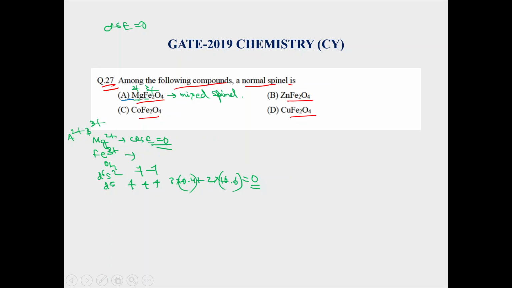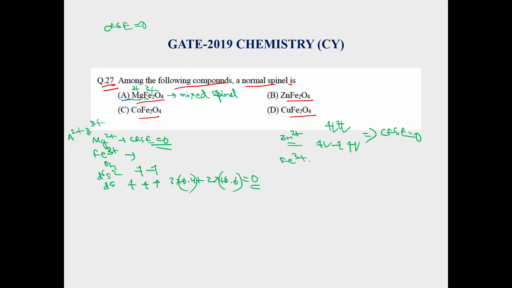Okay. Now coming on to option number B, which is ZnFe2O4. Now for this case again zinc 2 plus. So zinc 2 plus is a d10 system, right? And d10 system means all the electrons of t2g and eg are filled. So here also the crystal field stabilization energy will be how much? It will be 0. Yeah. And for iron, again here iron is in plus 3 oxidation state.